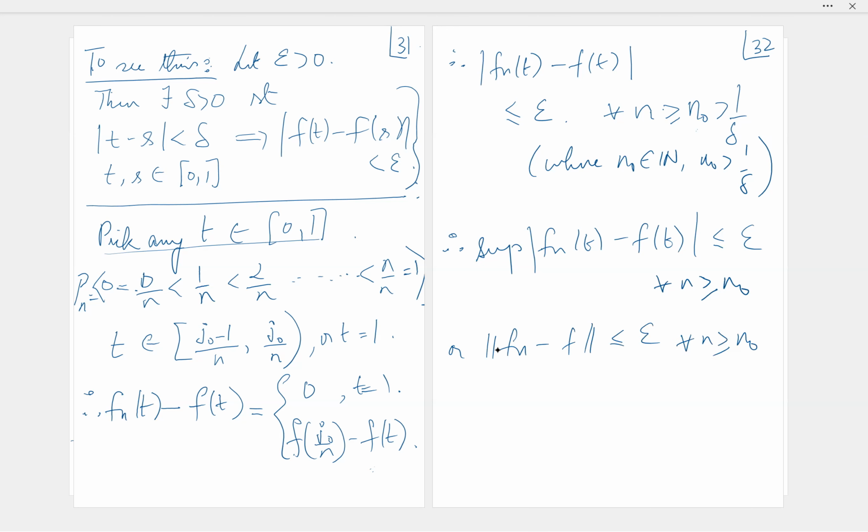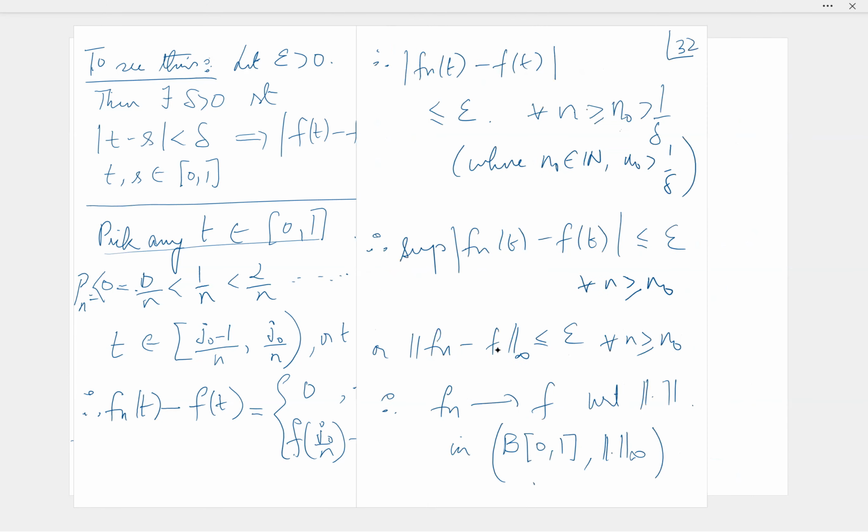Okay, so this establishes our claim. This is the infinity norm, of course. So therefore, Fn converges to F. Fine. Now, this is all happening in the space B[0,1] with the infinity norm, because though F is a continuous function, Fn needn't be, right?